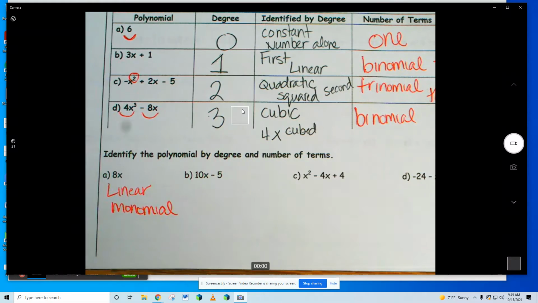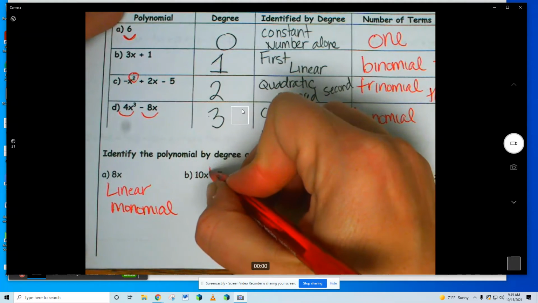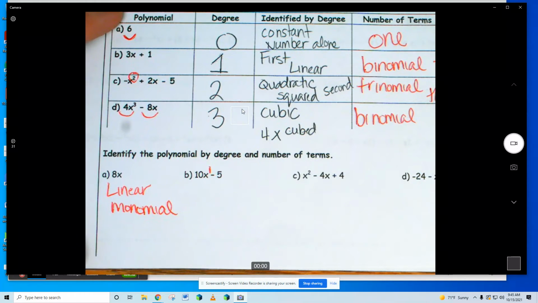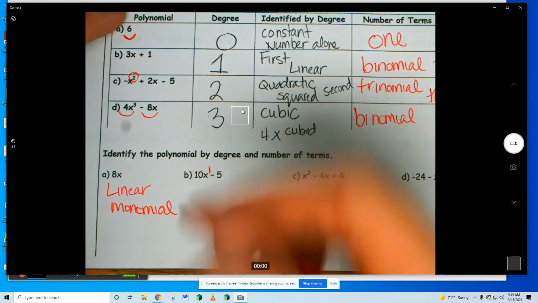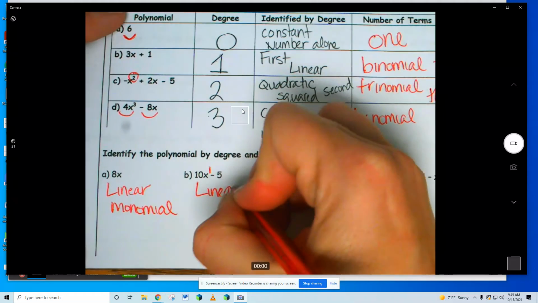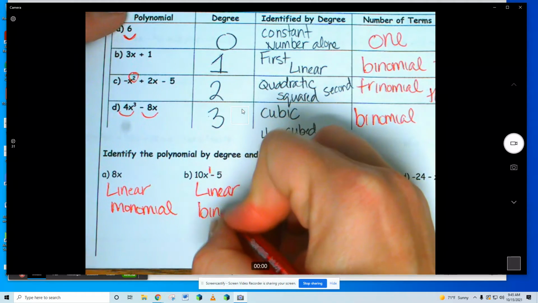Okay. B. 10x minus 5. What's the degree? What's the degree? First degree. I never put a 1 x to the first, but it really is there. So I'm going to say linear because it's a first degree binomial.